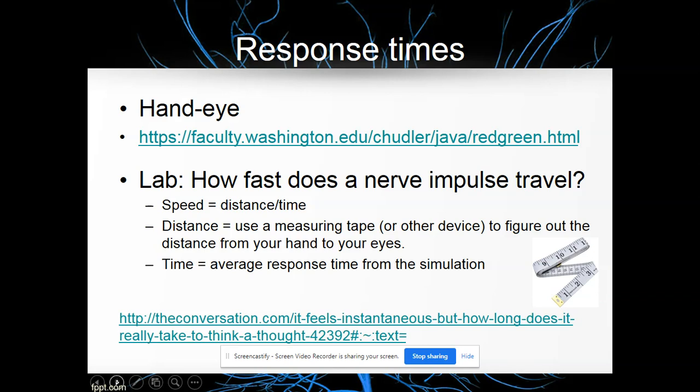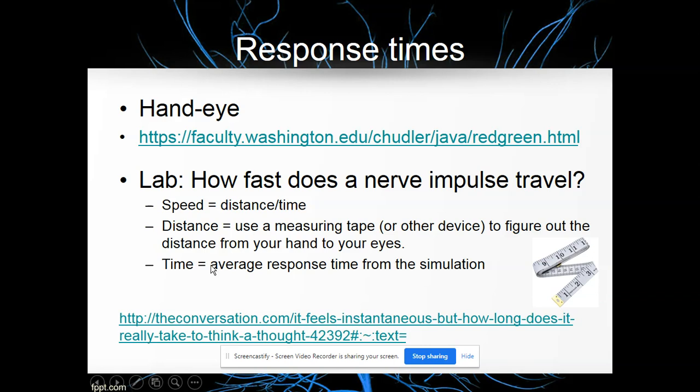So a couple fun things that you can do just to play with your nerve cells. You can figure out how fast your nerve impulse travels. So we know that speed is distance divided by time. To find the distance, you're just going to use a measuring tape or a ruler, whatever, to figure out the distance from your hand to your eyes. Whatever that distance is, I think mine was 114 centimeters, something like that. Anyhow, so that'll be the distance.